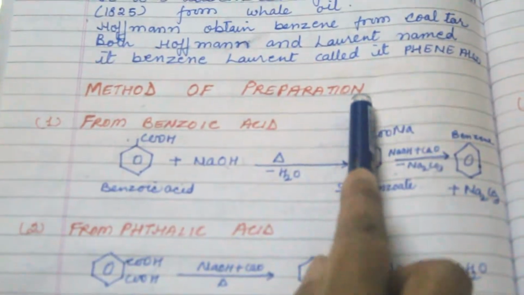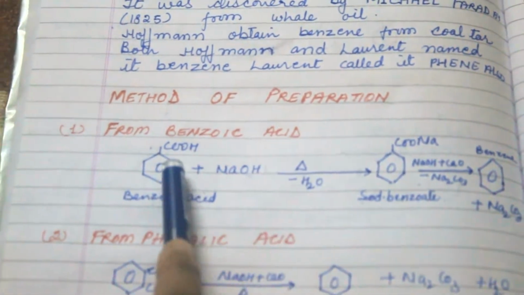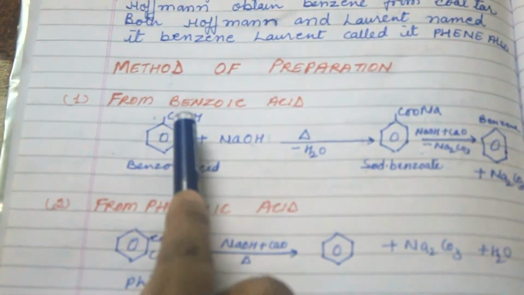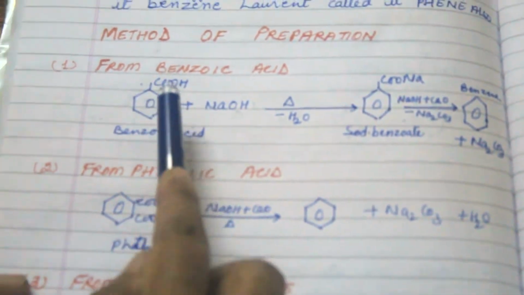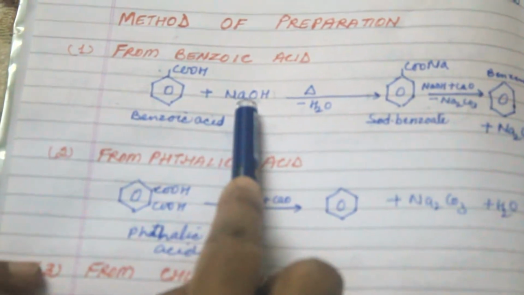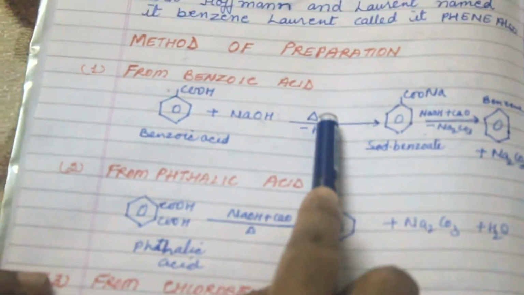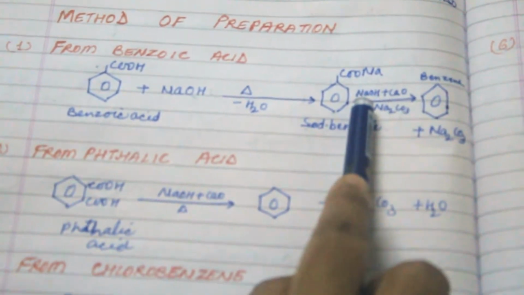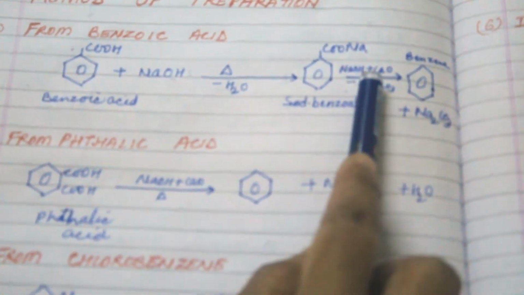Method of preparation: from benzoic acid. This is the benzoic acid. When a COOH functional group is attached to the benzene ring, it is known as benzoic acid. When benzoic acid reacts with NaOH in the presence of heat, it first forms sodium benzoate. Again, when it reacts with NaOH plus CaO, it forms benzene and sodium carbonate.